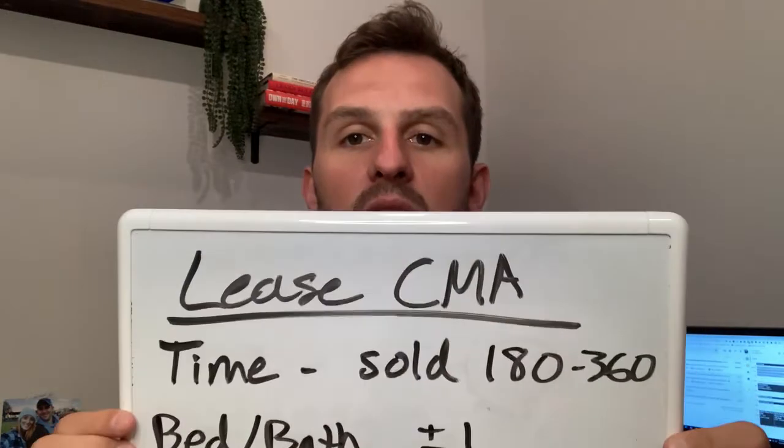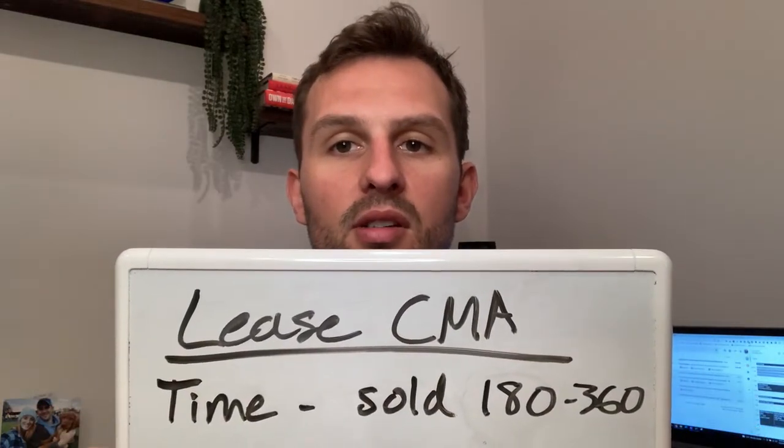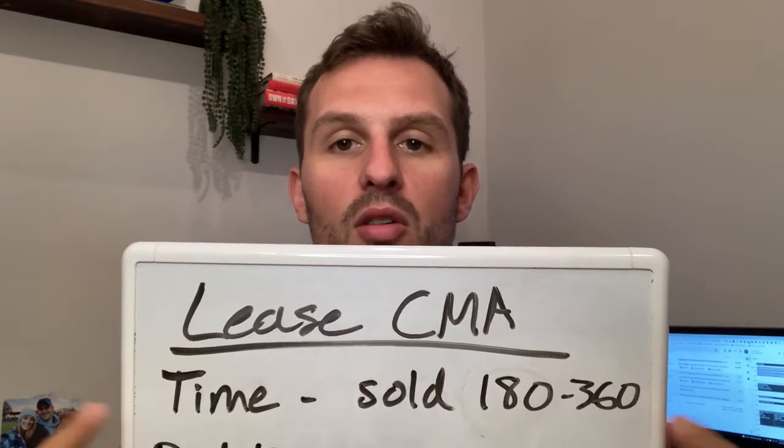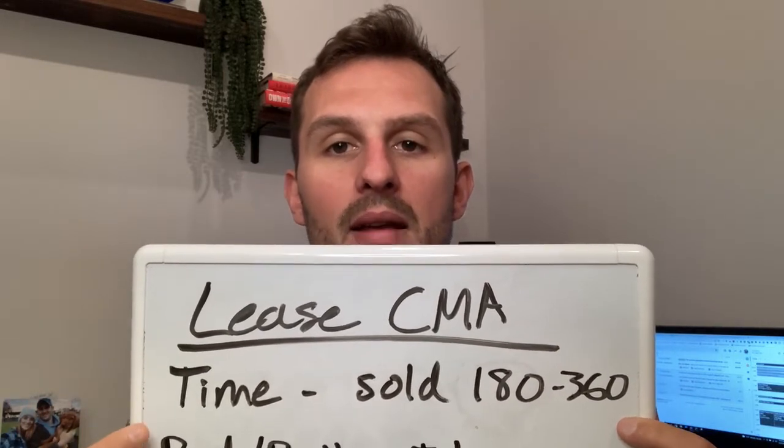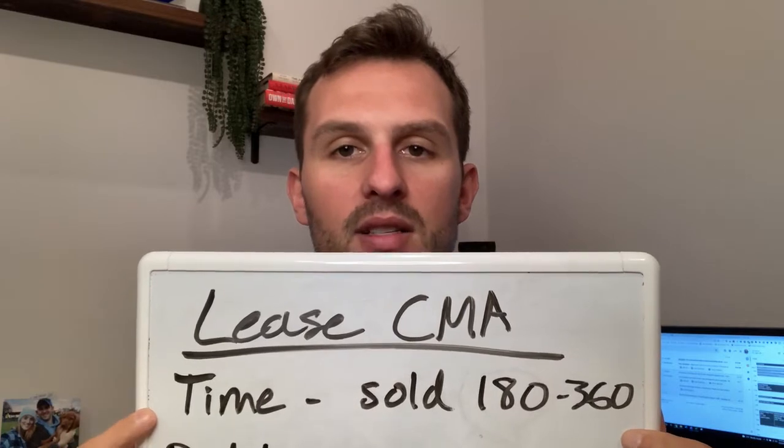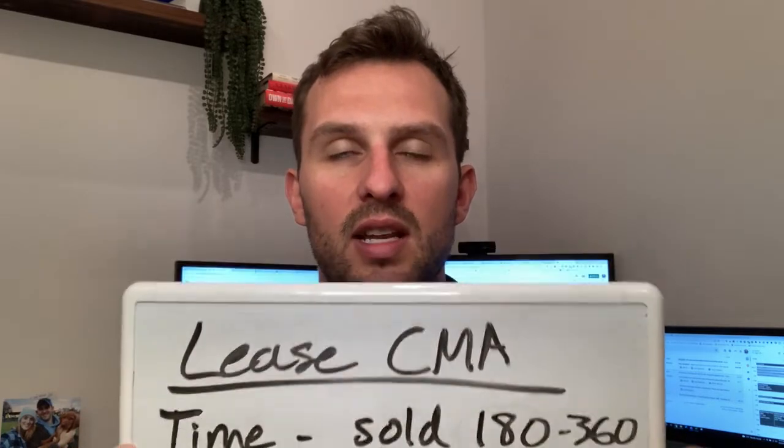So, lease CMA. I'm going to hold it down here so you guys can only see certain ones. So we go through all of them. The first one we always look at is time and sold. So what does that mean? Time sold, 180 to 360 days.